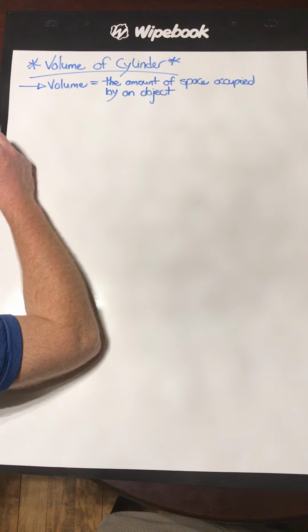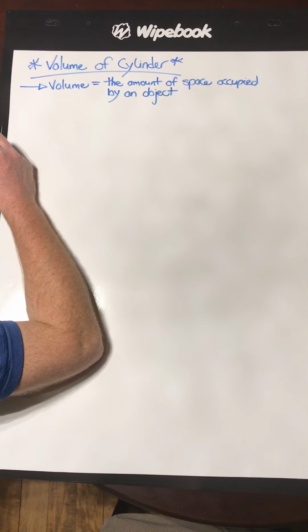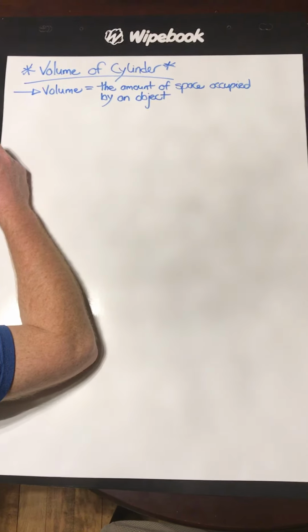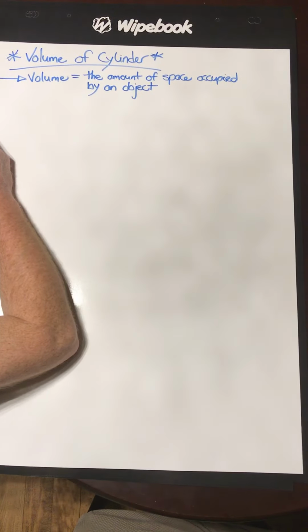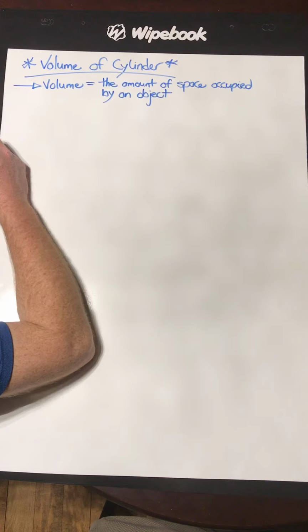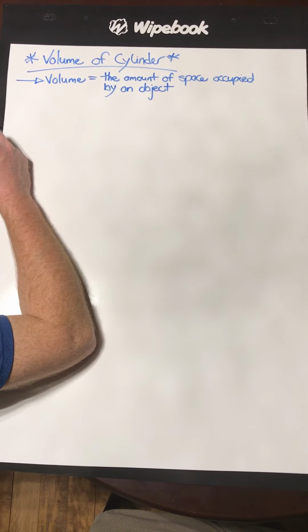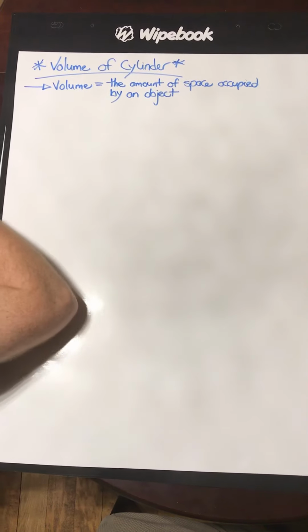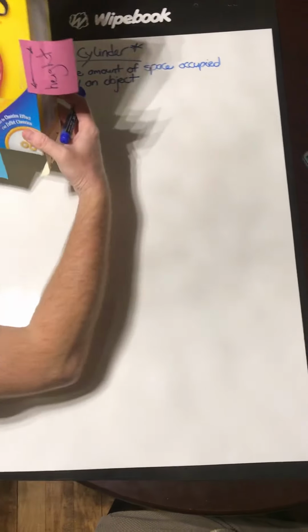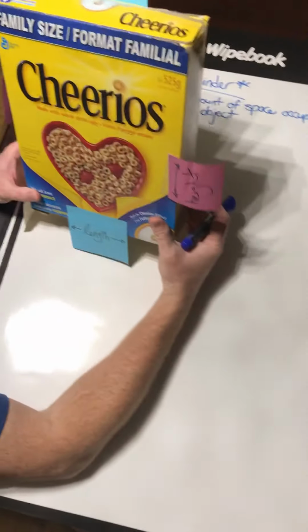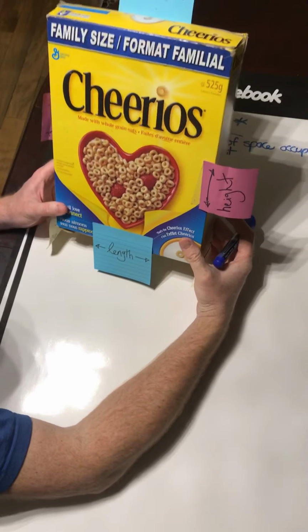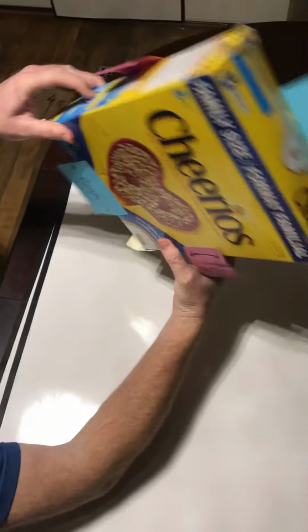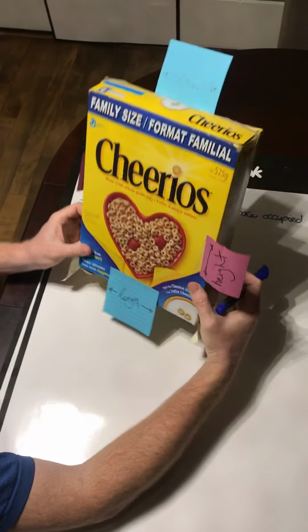And this lesson is going to be on the volume of a cylinder. And just want to make sure everybody understands what volume is. So volume is the amount of space occupied by an object. And we're going to use our trusty Cheerios box again to help us out. So the volume of this box is how much space it occupies.